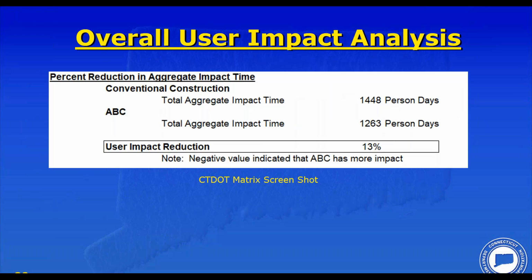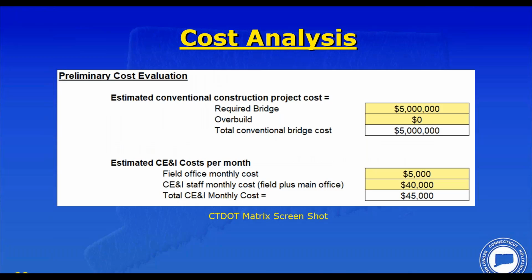So the results of this tells us that the user reduction for ABC is actually a 13% reduction. In the world of these calculations, it's pretty much a wash. ABC and conventional construction are about the same. Let's take a look at costs. Again, we'll work our way through the matrix and go through all the numbers.